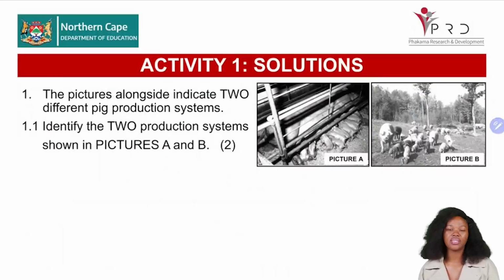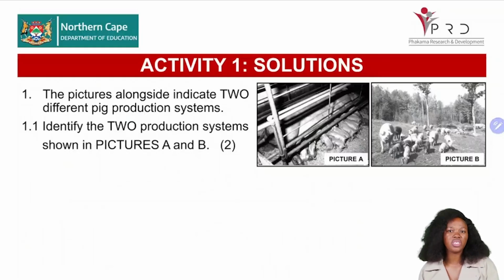Right, welcome back, learners. Now let us look at activity 1, solutions. Remember, we are still on animal production. The pictures alongside indicate two different pig production systems. Identify the production systems shown in pictures A and B for 2 marks.